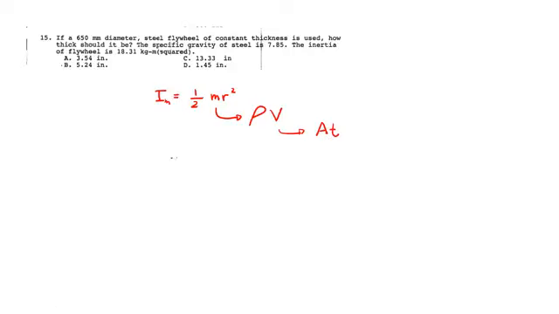So substitute na natin. Ilan yung inertia? 18.31 kilogram meter squared. So 18.31 kilogram meter squared equals 1/2 times yung mass natin, which is density. Ilan yung density? Ang density natin is 7,850 kilogram per meter cube. So 7.85 times 1,000, kaya naging density times specific gravity.